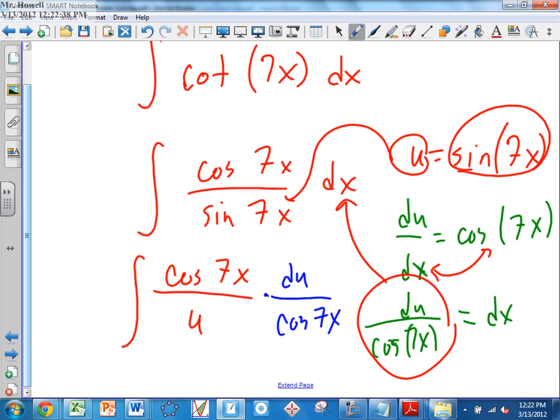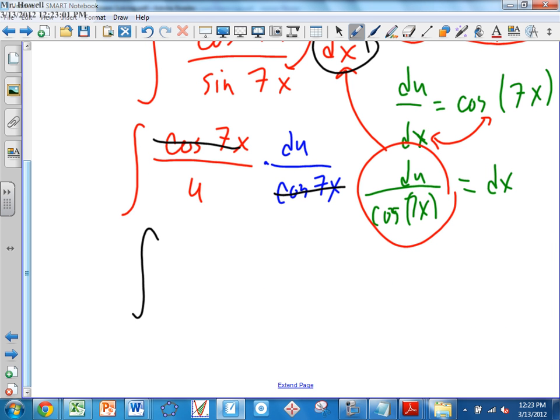They canceled out. Again, this du over cosine 7x goes in for dx. So you no longer have a dx. Cancel. Is that evident? Now, again, what's the hard part? What's u? That's the hard part. Figuring out what to choose for u here. Actually integrating, the easy part.